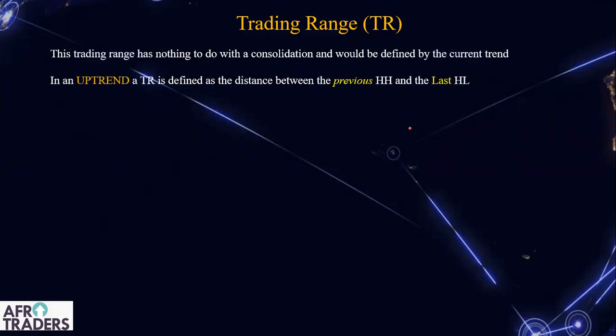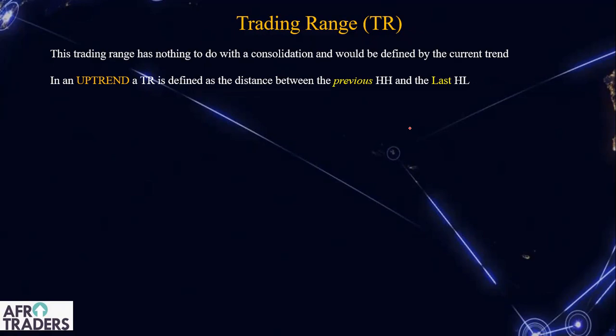Okay, so this trading range has nothing to do with the consolidation, and it will be defined by the current trend. This trading range has nothing to do with the ranging market or consolidation or accumulation. It's a different kind of trading range, right? But it is defined in the current trend.